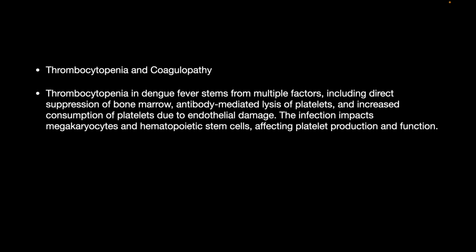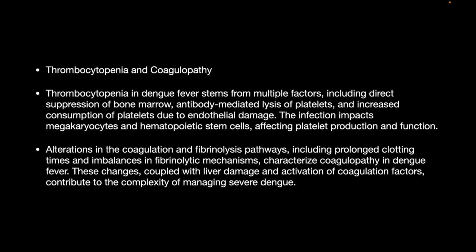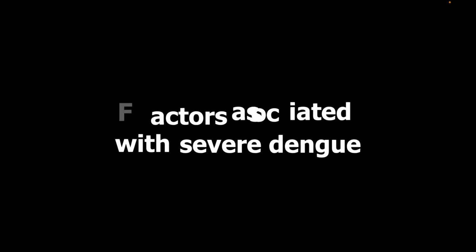Thrombocytopenia and coagulopathy. Thrombocytopenia in dengue fever stems from multiple factors like direct suppression of the bone marrow, antibody-mediated lysis of the platelet, increased consumption due to endothelial damage. The infection impacts the megakaryocytes and hematopoietic stem cells, affecting the production as well as the function. Alterations in the coagulation and the fibrinolysis pathways include prolonged clotting times, imbalance in fibrinolytic mechanisms, characterizing coagulopathy in dengue fever. These changes, coupled with liver damage and activation of the coagulation factor, contribute to the complexity of managing severe dengue. Now, what are the factors which are associated with severe dengue?